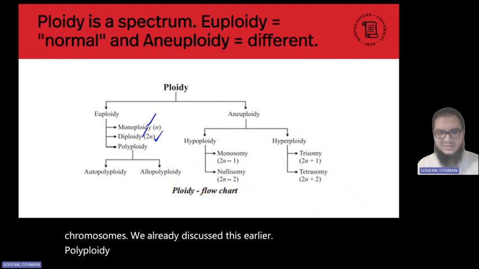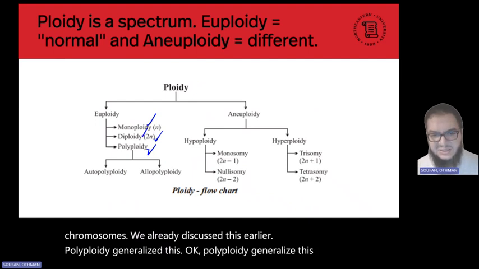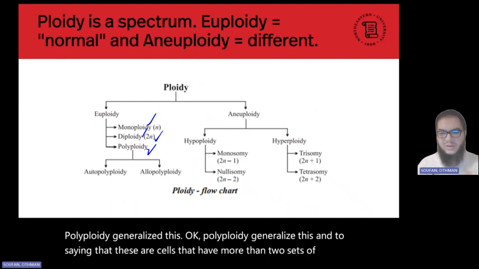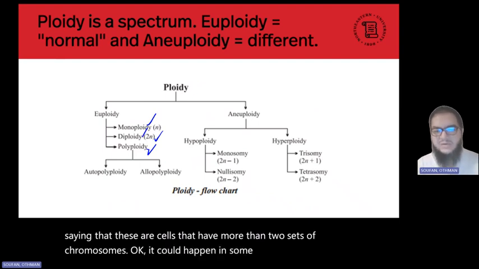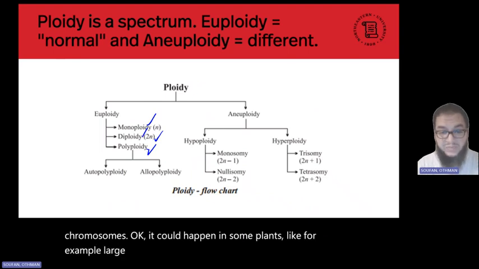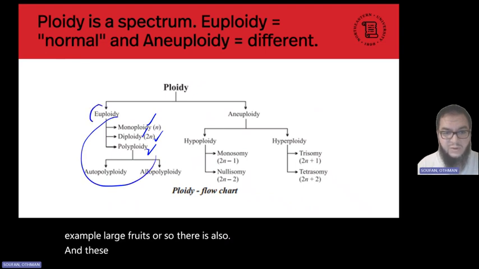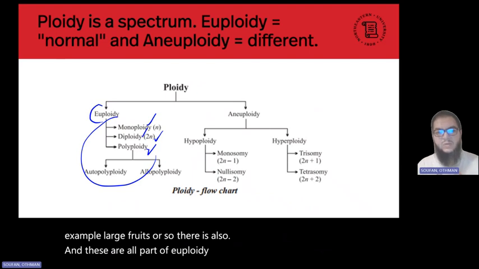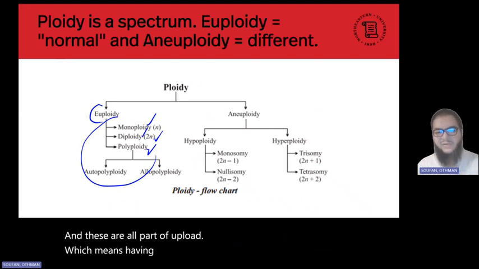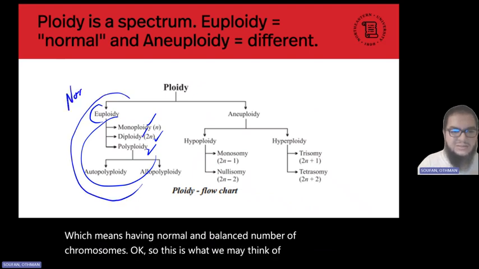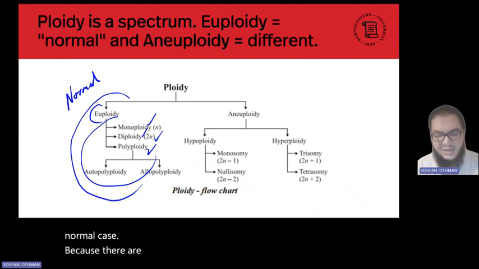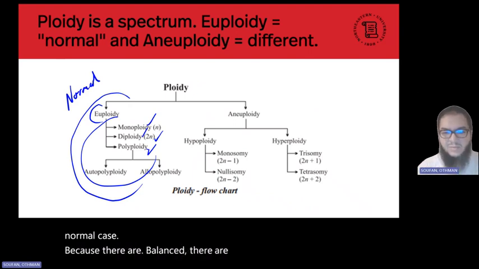Polyploidy generalizes this into saying that these are cells that have more than two sets of chromosomes. It could happen in some plants, for example, large fruits. These are all part of euploidy, which means having a normal and balanced number of chromosomes. So this is what we may think of more as the normal case, because there is a balanced number of chromosomes.